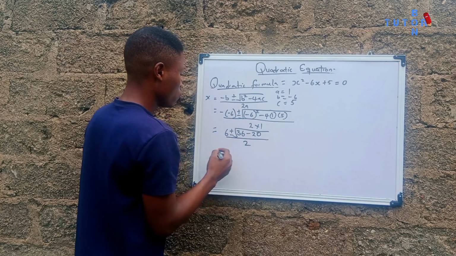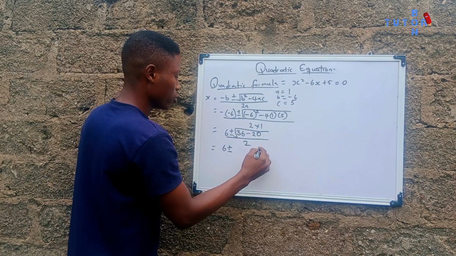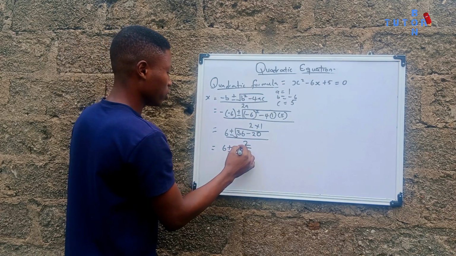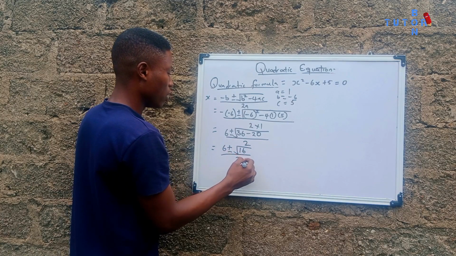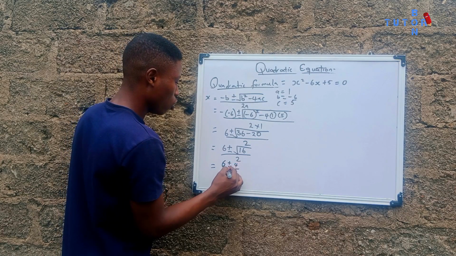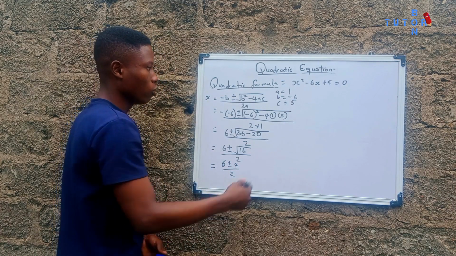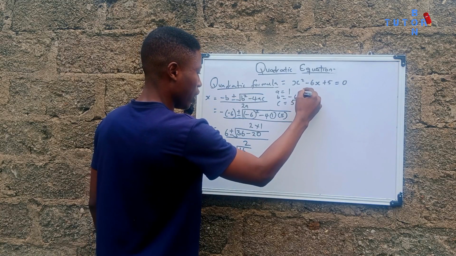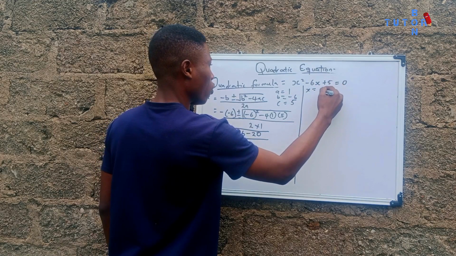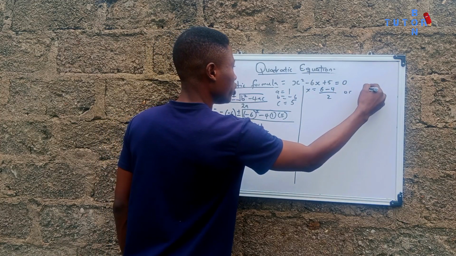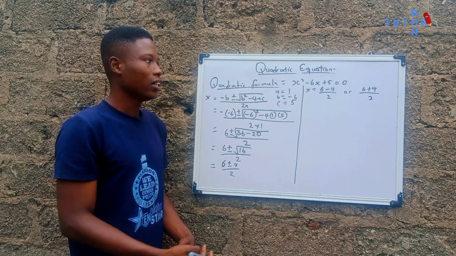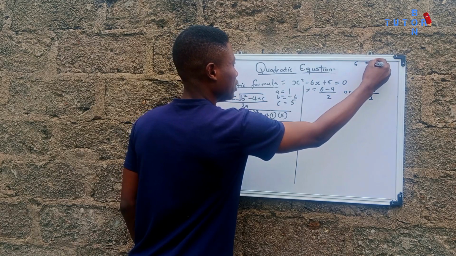Everything over 2. You have 6 plus or minus the square root of 36 minus 20, which will give us 16, the square root of 16, over 2. So you have 6 plus or minus 4 over 2. So you'll be having your two values of x: 6 minus 4 over 2 or 6 plus 4 over 2. Hope you still remember the answer we got earlier. The answers are 5 and 1.